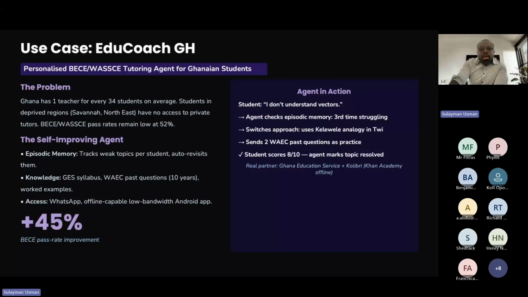Now let's look at our education sector too. How can we use Gen AI to improve this sector? We all know we are short of teachers, and the teaching quality is really low. We have about one teacher for every 34 students on average. Especially students in deprived regions, the North, the Savannah, have no access to private tutors. And then also the passing rate is really low.